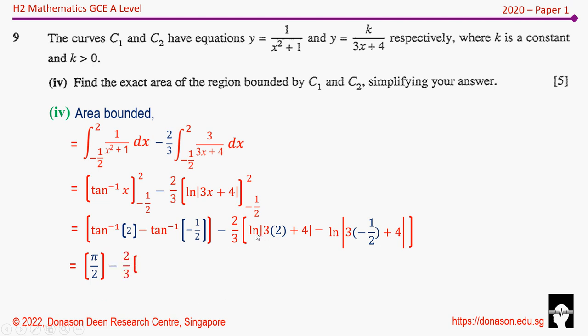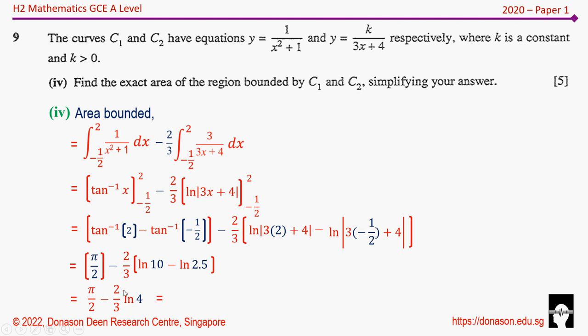And then let's simplify this. Thrice of 2 is 6. 6 plus 4 is going to give you a 10. So we have ln 10 minus ln of 3 times minus half, which is going to give you minus 1.5. So from 4, if we subtract the 1.5, that's going to give you 2.5. Now we can use ln a minus ln b, of course, it's going to become ln a over b. So pi over 2 minus 2/3 ln 10 over 2.5, which is simply going to become 10 divided by 2.5, that's going to be a 4.